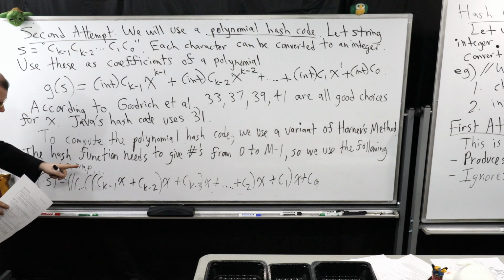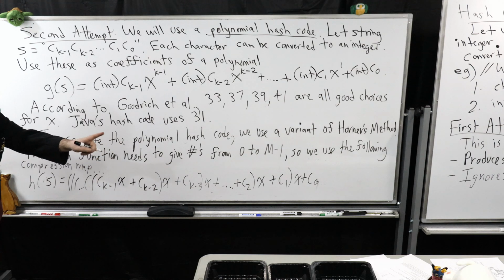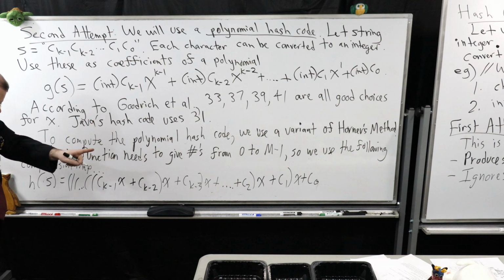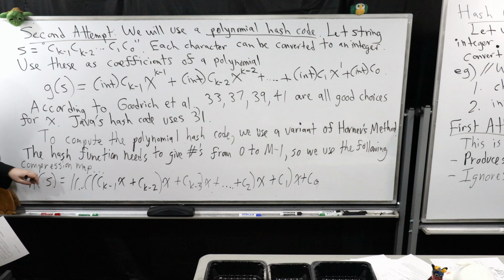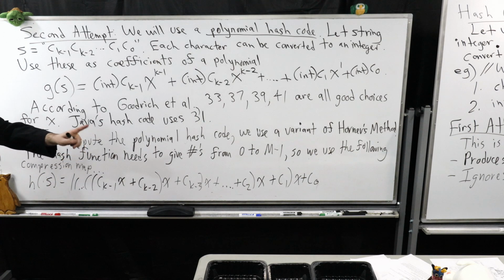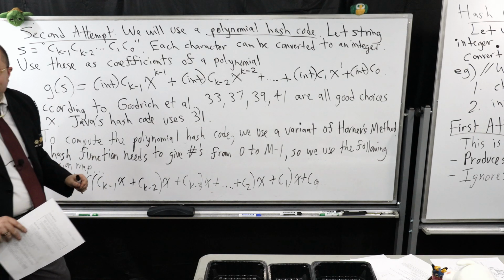Now, the fun of this is counting how many open and close parentheses I have. I have 1, 2, 3, 4, 5, 6. 1, 2, 3, 4. We'll go with this.